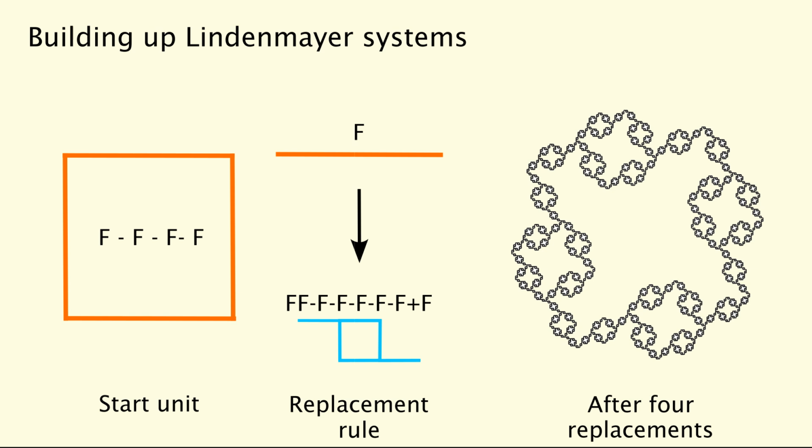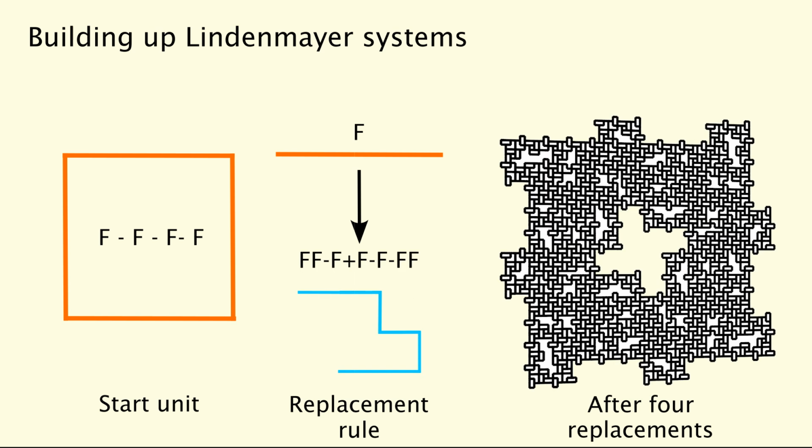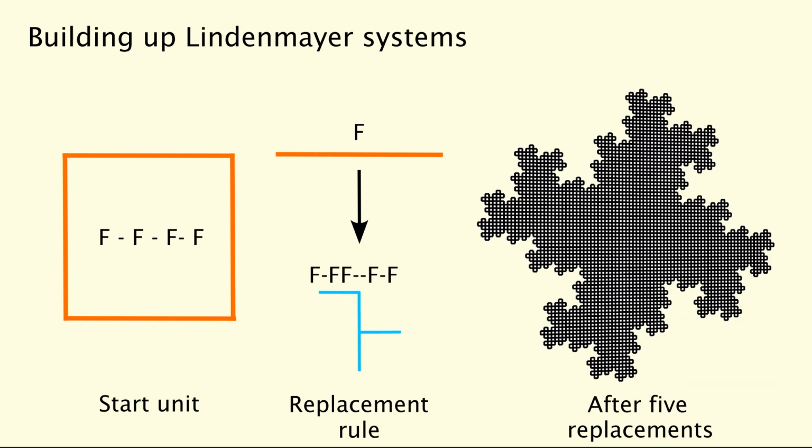In the next example, we start with a square again. The replacement rule is applied 4 times. Here again, a square is used for starting, and we apply the replacement rule 4 times. And in my final example, we start again with a square. The replacement rule is applied 5 times here.